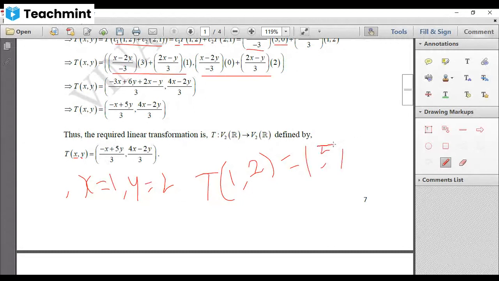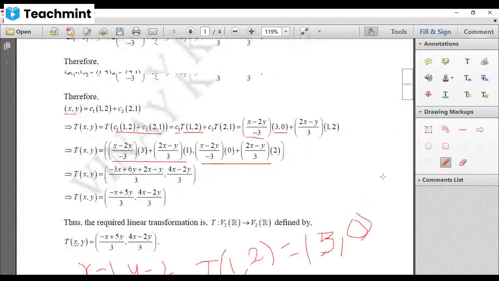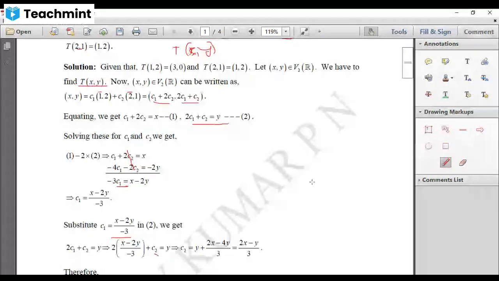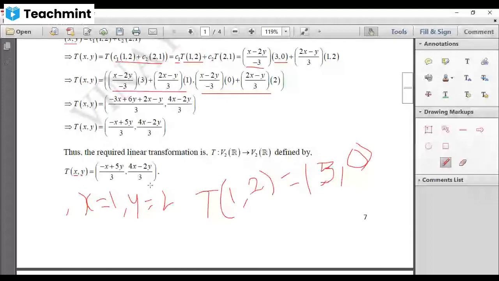3 you got. Next, comma, x is 1, so 4 minus 2 into y is 2. 2 into 2 is 4. 4 minus 4 is 0. So 0 by anything is 0. So you got 0 here. Fine. Now see, what is the image of 1, 2? 3, 0. Yes, the image is correct. So in this fashion, you can write the answer.